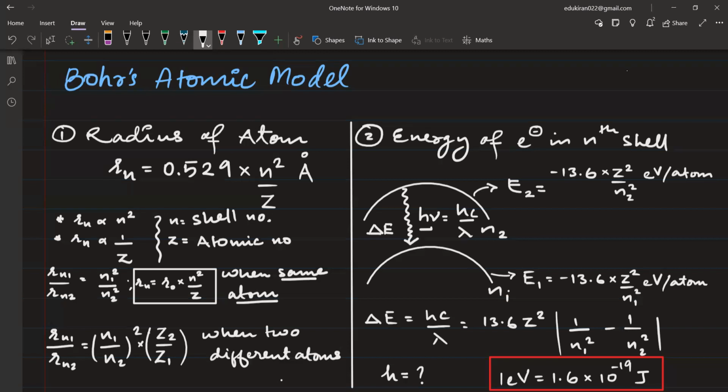What will you remember from this? And what is the charge on electron? What is the charge on electron? 1.6 into 10 to the power minus 19. So 1 electron volt is equal to 1.6 into 10 to the power minus 19 joules. Okay, so please just remember this value. And if it comes in joules, you can directly convert using this.